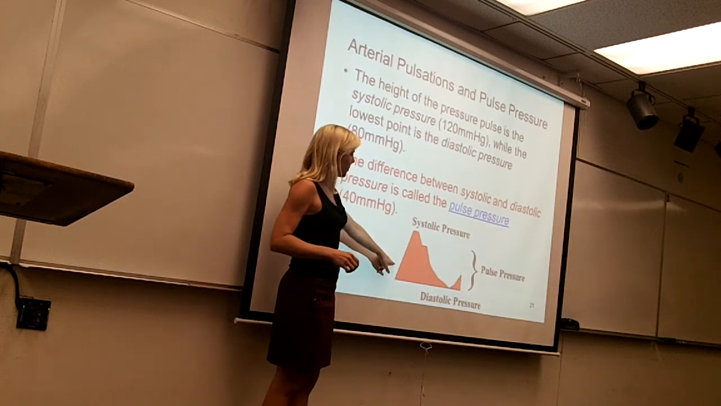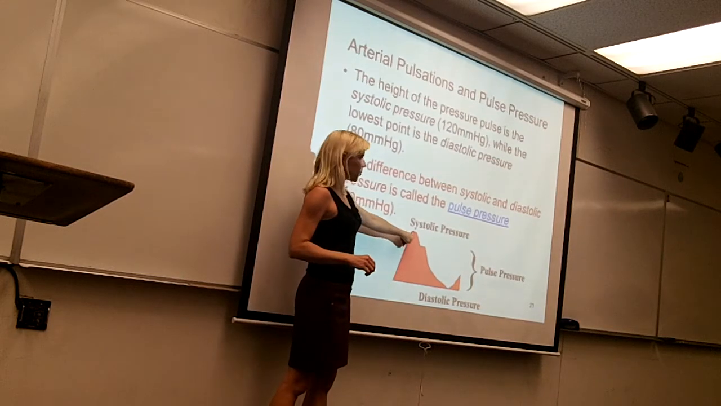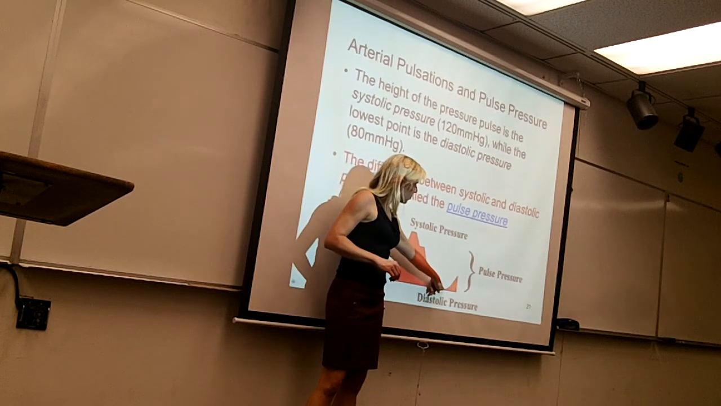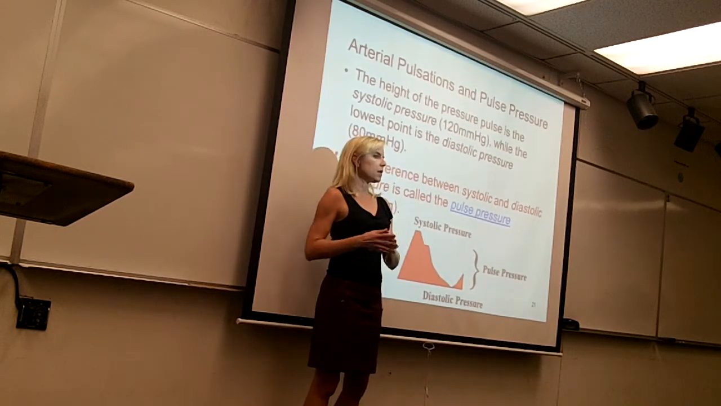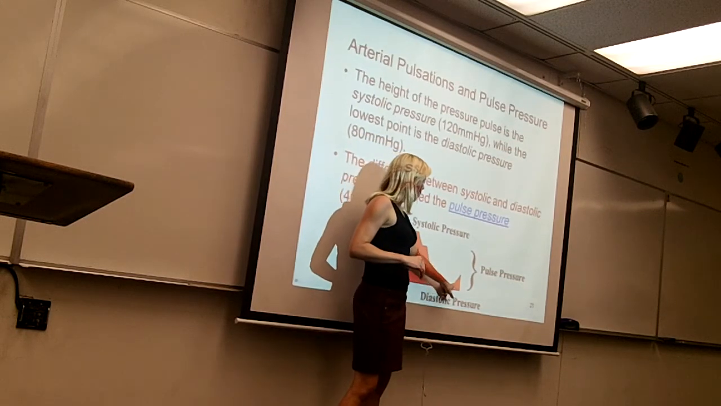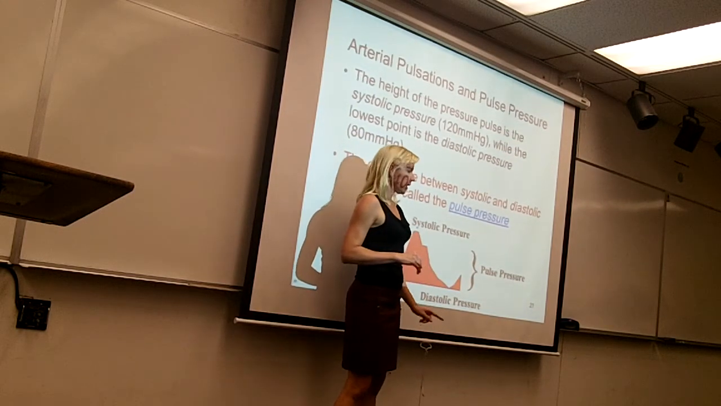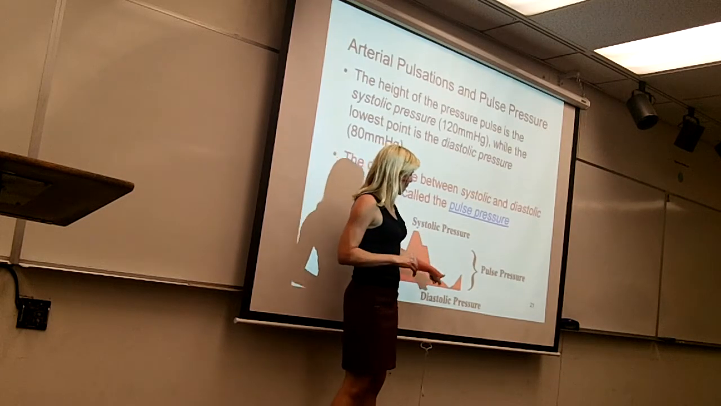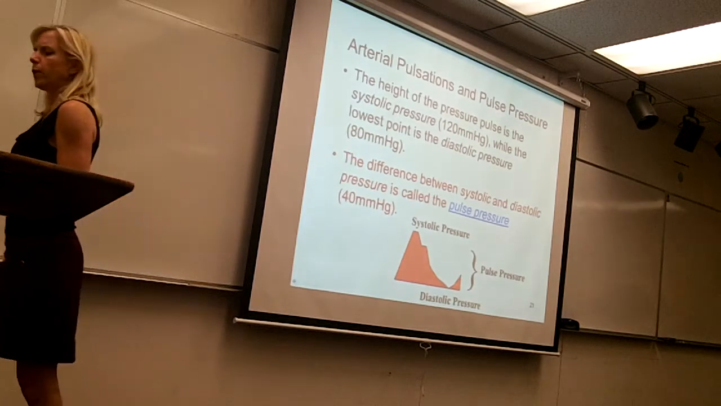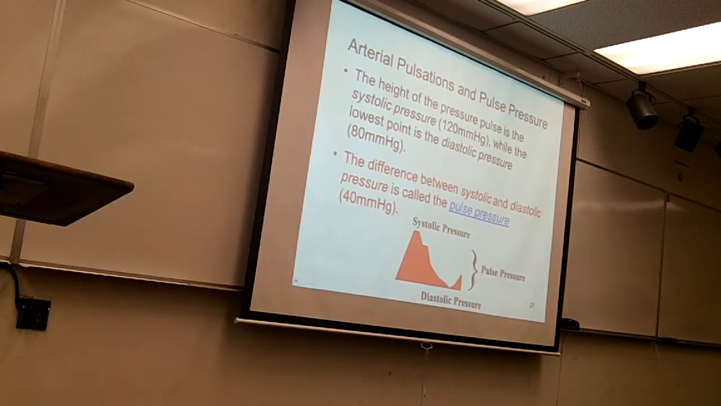So this is a little schematic to show you systolic pressure during heart contraction. And then the blood vessels would recoil. There would still be blood inside them, exerting a pressure. That would be diastolic pressure. And then, of course, the next cardiac cycle would be starting. The difference between this peak and valley represents the pulse pressure, which is usually about 40 millimeters of mercury.